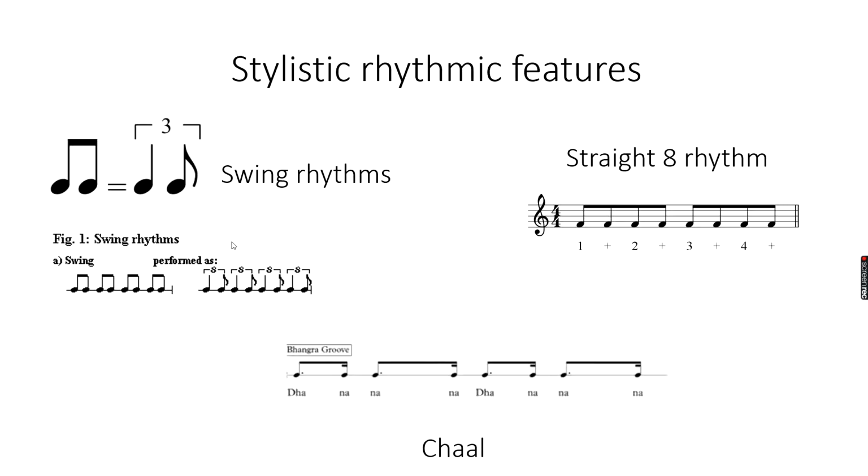Something that is used in Bhangra, a fusion of Indian classical music and pop music, is this type of rhythm, and it's called the chal. It's played on a percussion instrument, which we're going to learn about in another video, called the dhol. Here it is in motion.